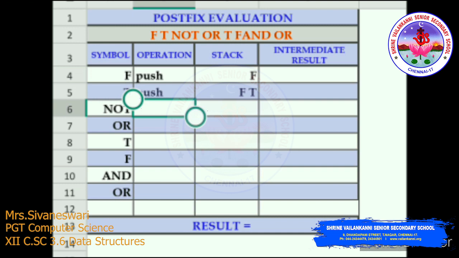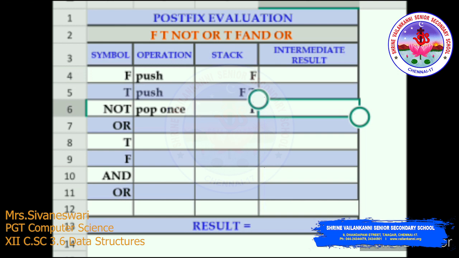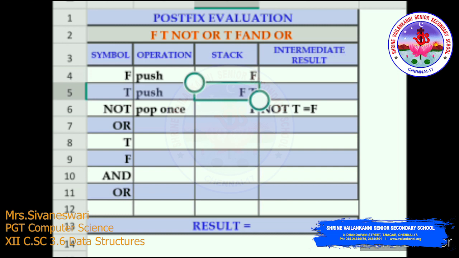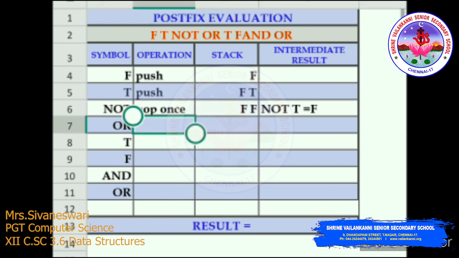Now there is an operator which is not. So we pop once. So F is retained and the top of the stack is T. So it is popped out. Under intermediate result we have not true, which is equal to false. So under stack, after F we have one more F, that is the evaluated intermediate result.